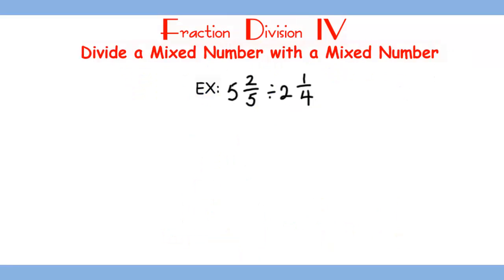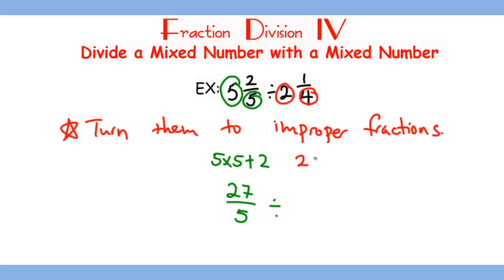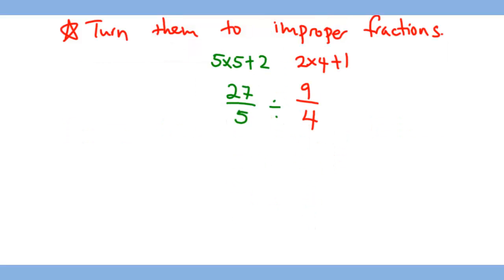So to wrap this up, how do you do the same thing with a mixed number question? The easiest way to begin this question is to turn them into improper fractions. That's the most important thing when you see a mixed number question. We do so by multiplying the whole number with the denominator and adding it back to the numerator, which gives us 27/5. Doing 2 times 4 plus 1 gives us 9/4.